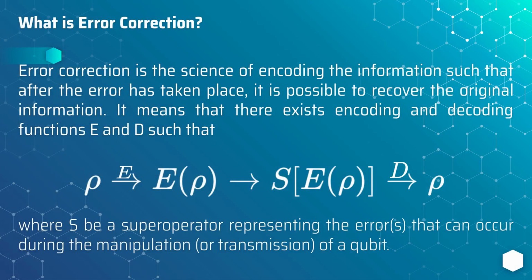So, what is error correction? Error correction is the science of encoding the information so that after the error has taken place, it is possible to recover the original information. It is like finding two functions E and D so that we can encode our information using E and we can decode it using D.